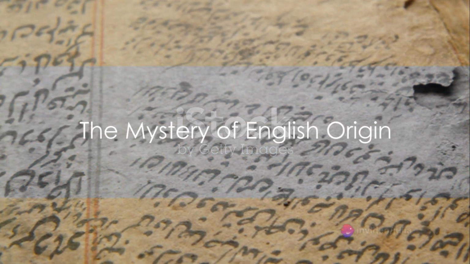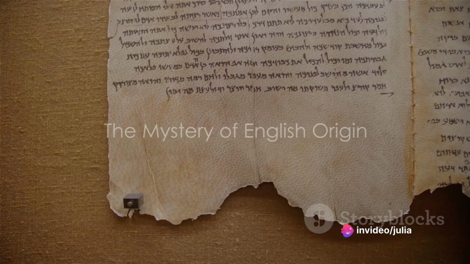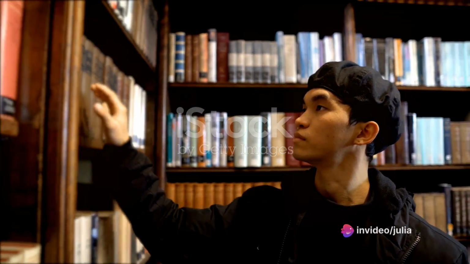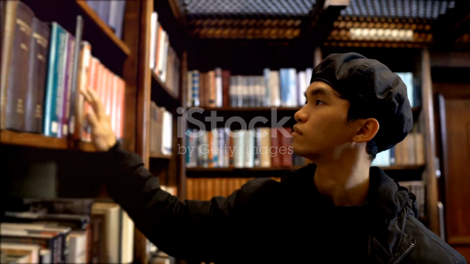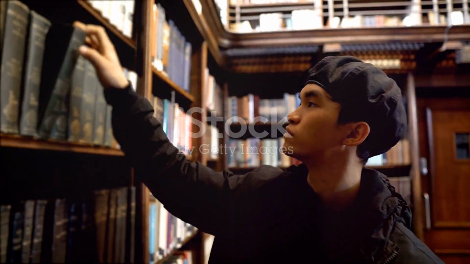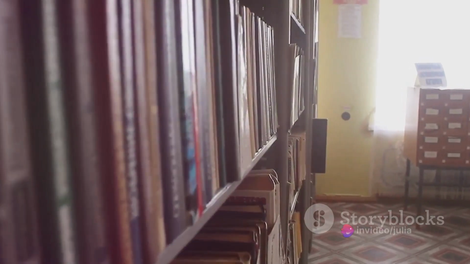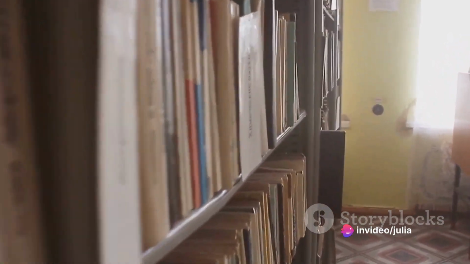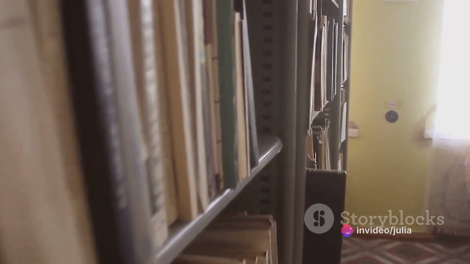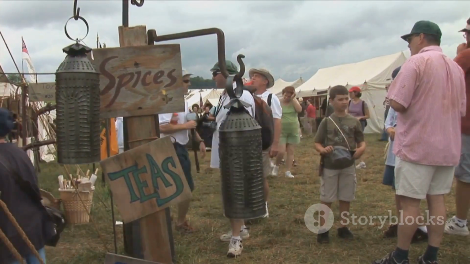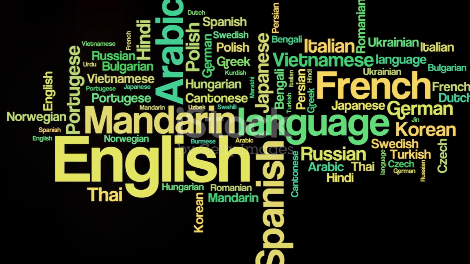Ever wondered where the English language that you're learning right now actually comes from? This globally recognized language, with its rich vocabulary and complex grammar, has a history as intricate as its structure. It's the official language of over 50 countries and the lingua franca of many more, making it one of the most influential languages around the world. But how did it become so widespread? And how did it evolve into the English we know today?